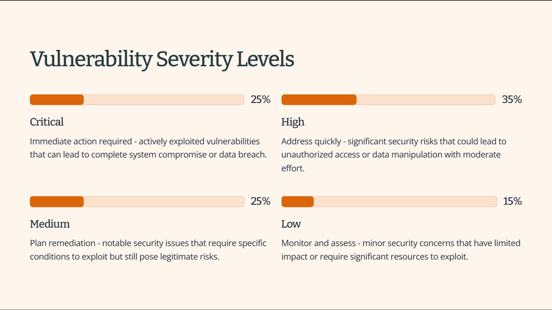As we transition from our previous discussion on continuous security monitoring, let's delve into the critical aspect of vulnerability severity levels. Understanding these levels is essential for prioritizing your response to vulnerabilities. First, we have critical vulnerabilities, which account for 25% of the total. These require immediate action, as they are actively exploited and can lead to complete system compromise or data breaches. Next, 35% are classified as high severity. While not as urgent as critical vulnerabilities, they still pose significant risks that could allow unauthorized access or data manipulation with moderate effort, so addressing them quickly is essential.